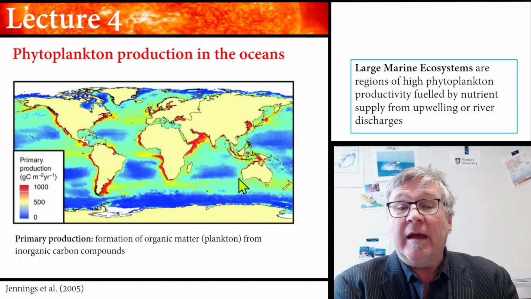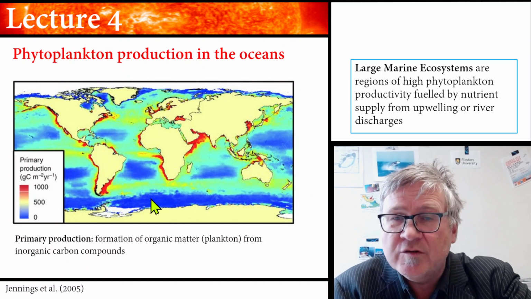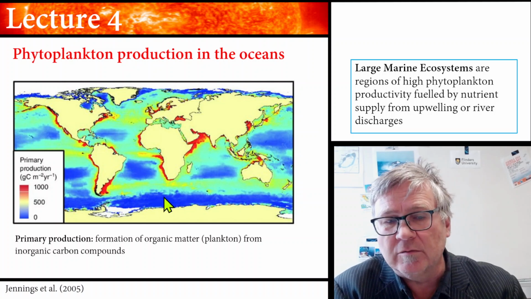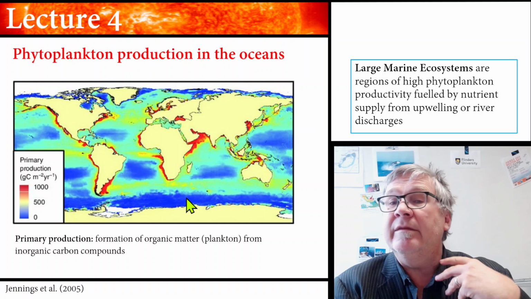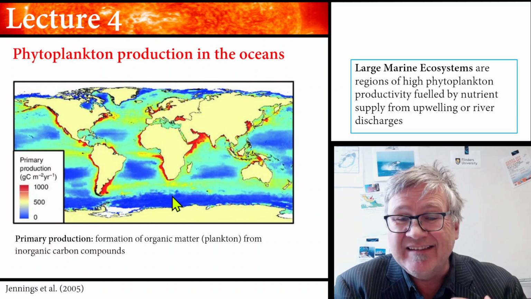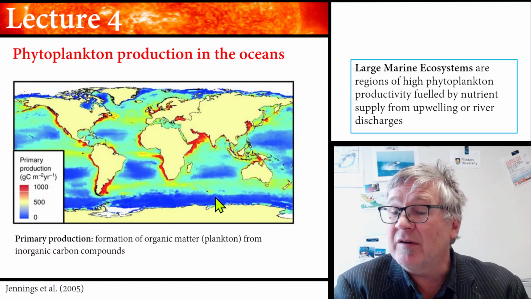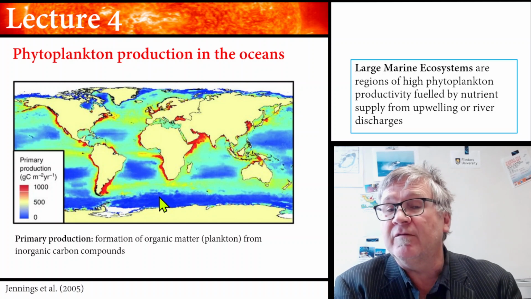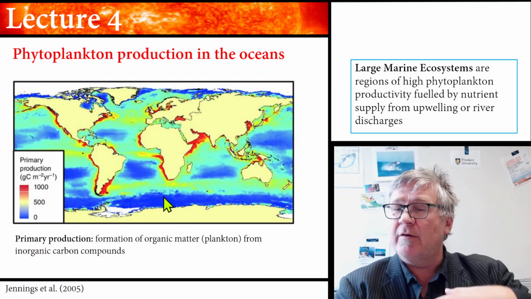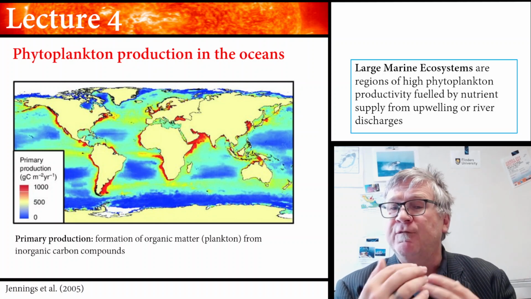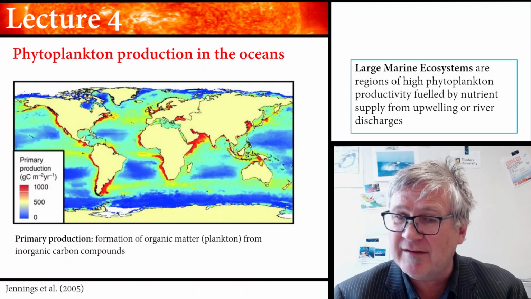And you have zones where you have almost no productivity at all. The blue regions are known as ocean deserts. There is no production of phytoplankton, because you have to think in terms of marine food webs. It all starts with plankton.